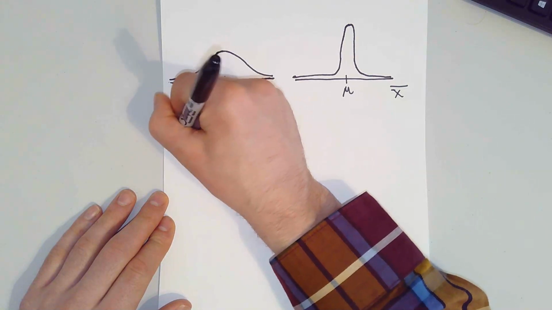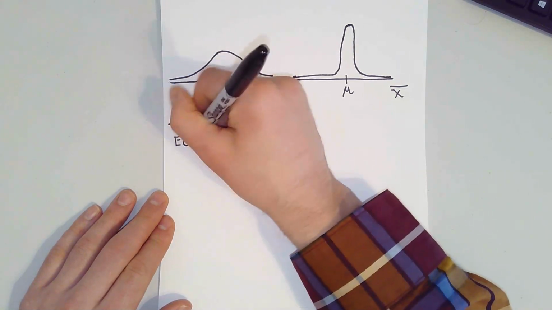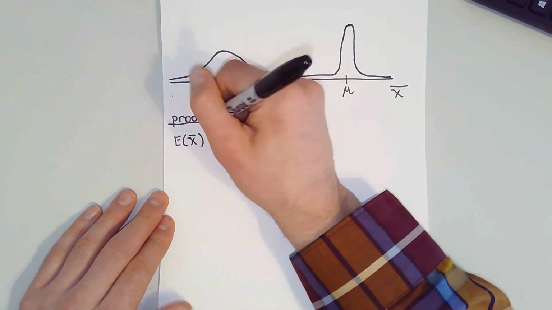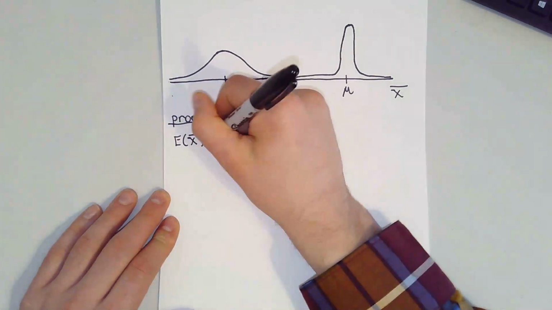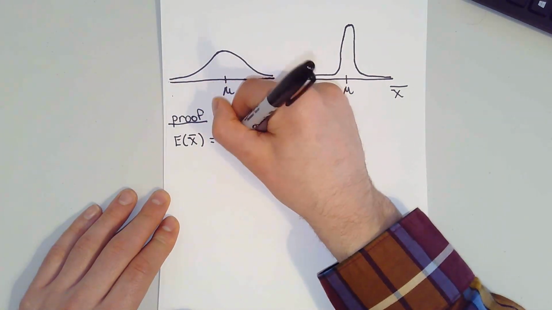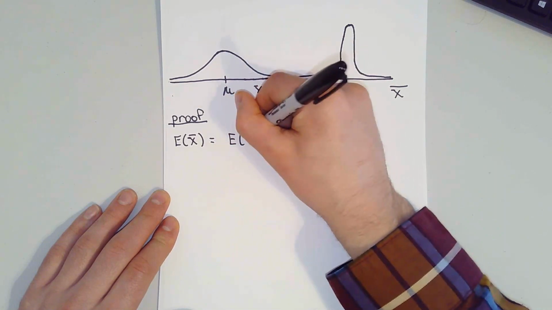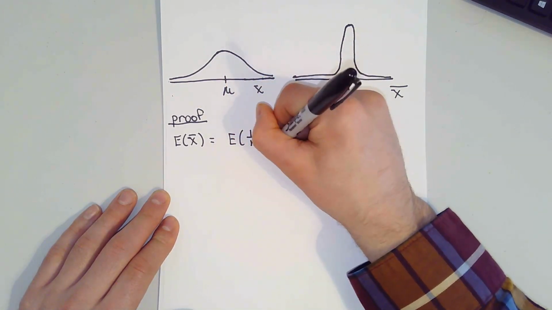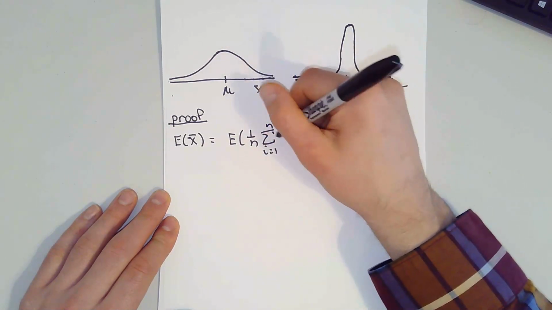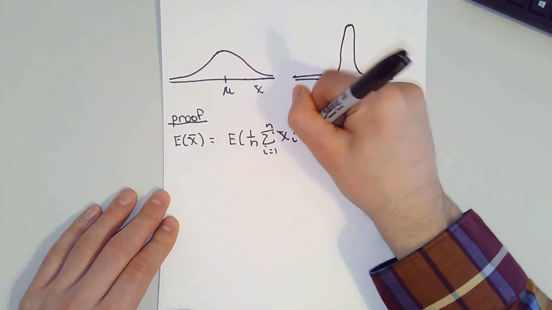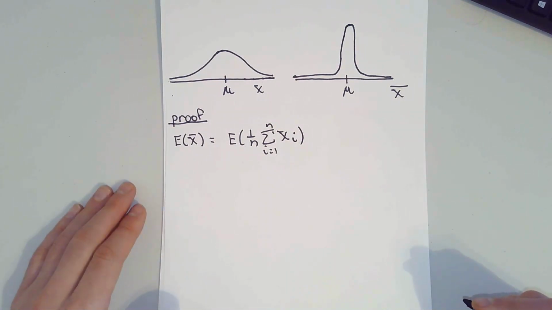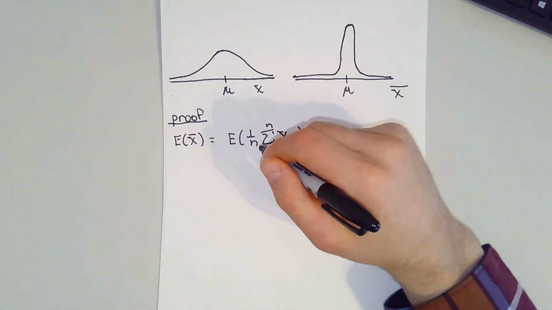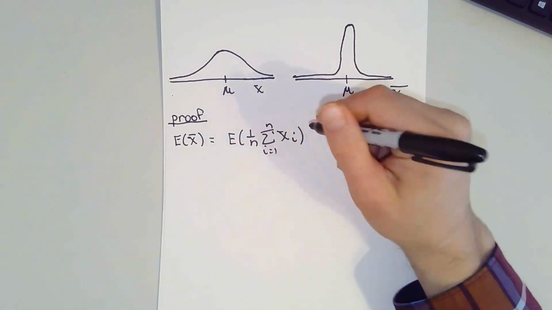So to begin with, the expectation of x bar looks like the following. So we're going to use linearity of the expectation operator.